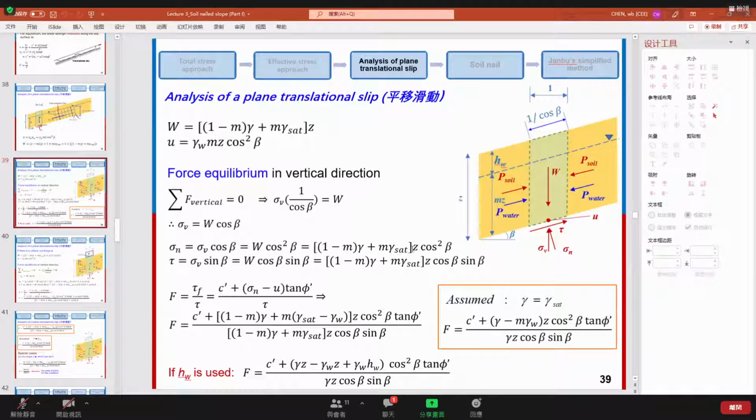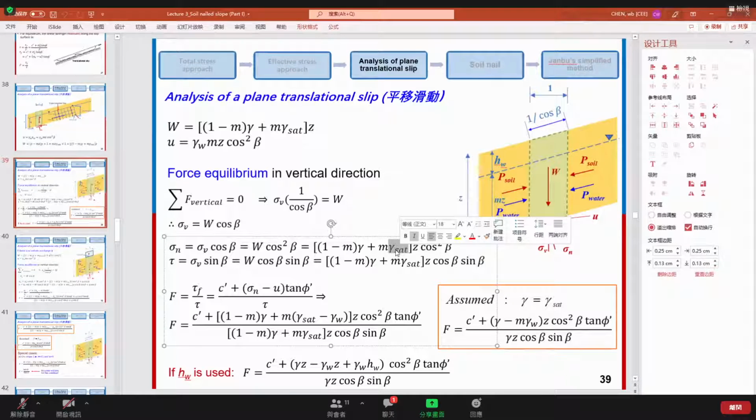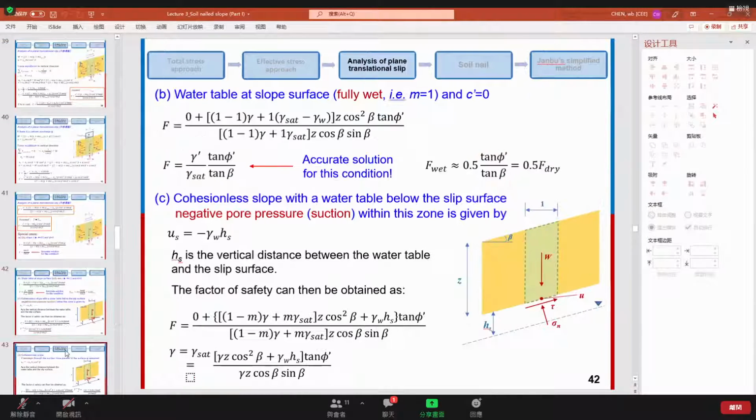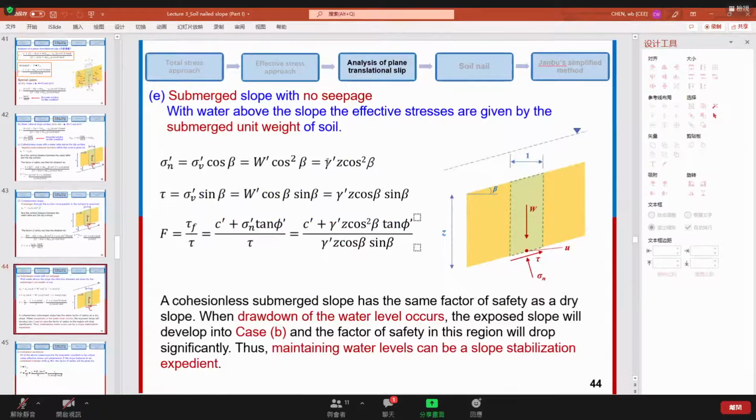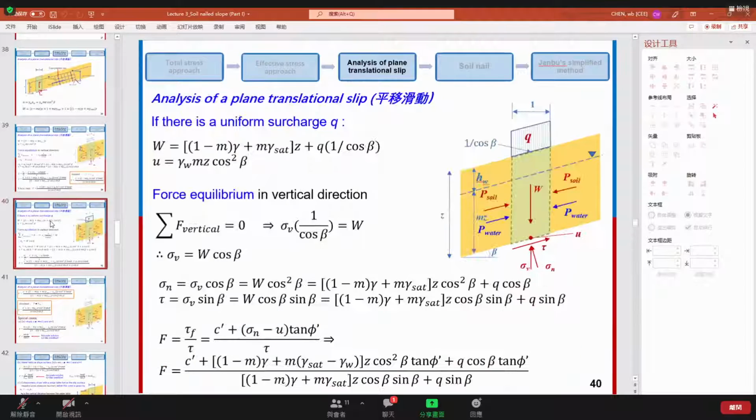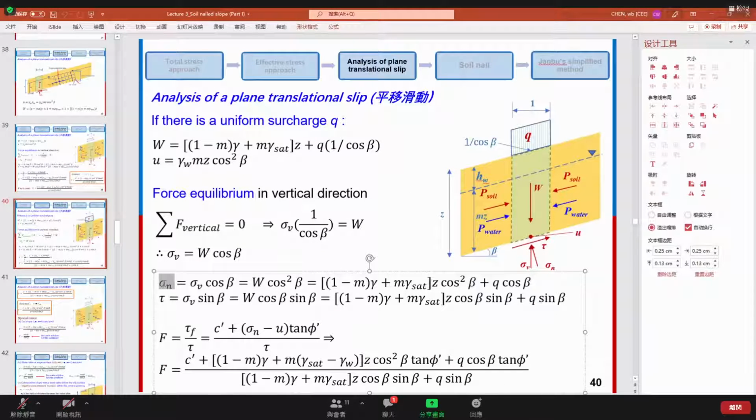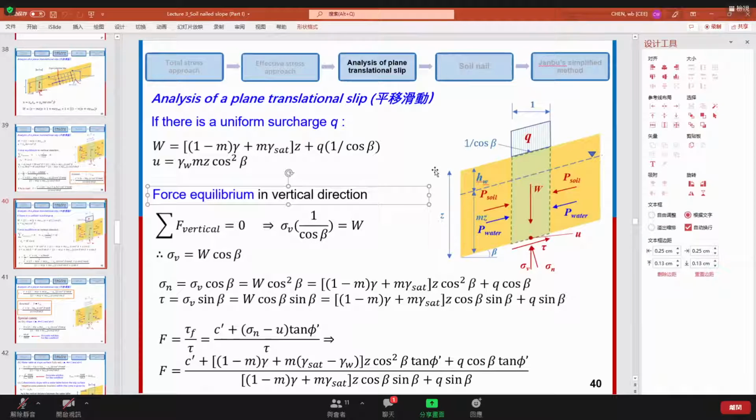Here I want to discuss one question raised by a student. On slide 39, for calculating the normal stress on the failure surface, sigma n is calculated using gamma saturate, the saturated unit weight. But on slide 44, we use the effective unit weight to calculate sigma n prime. One is sigma n prime and one is sigma n, but both are based on the effective stress approach.